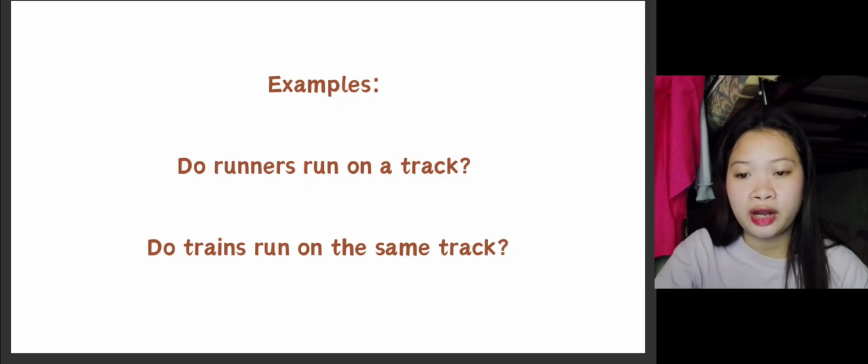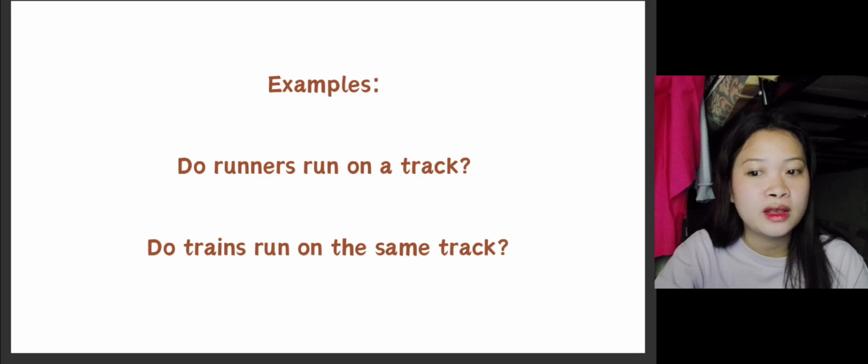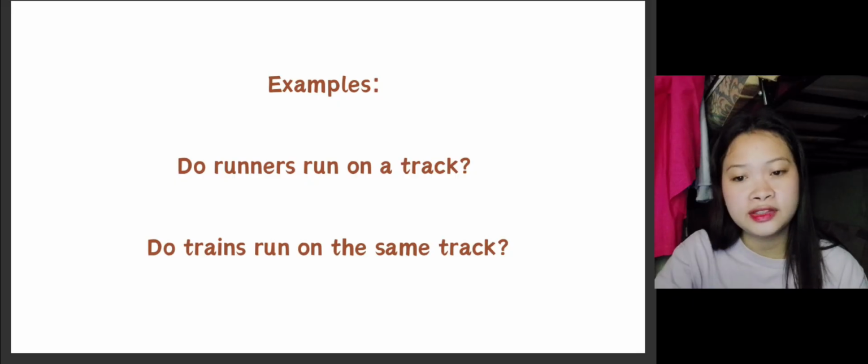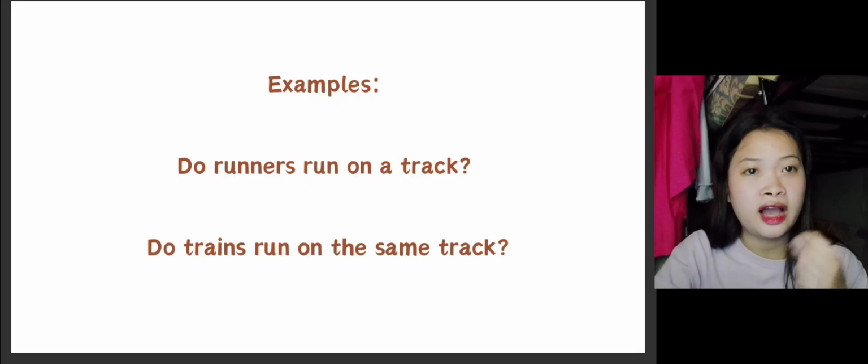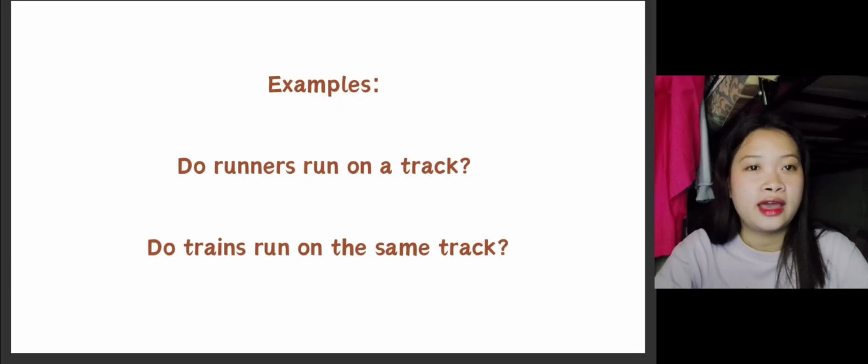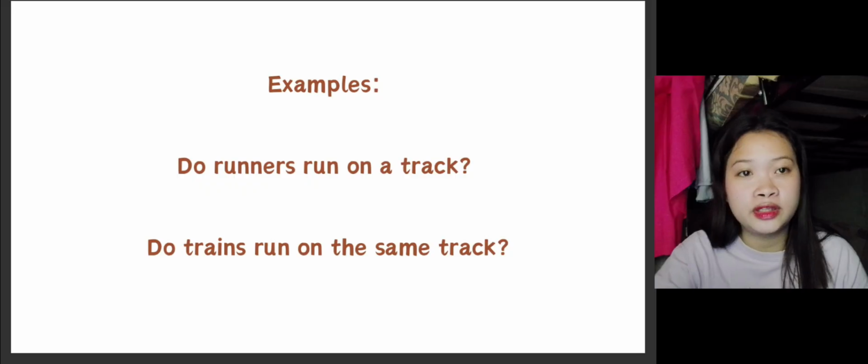And do trains run on the same track? There is a follow-up question to the first question. Do runners run on a track? Yes, runners run on a track, the paths and such. How about the train? Do trains run on the same track that runners use? Yes or no? No. Because trains have their own track, and that is the only place they can run. They cannot run on the highway. They have their own track.